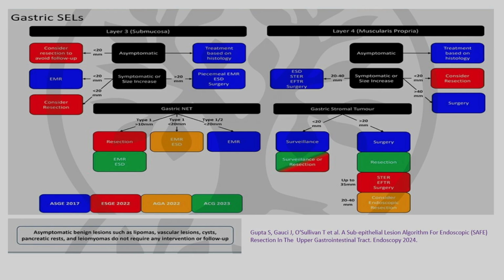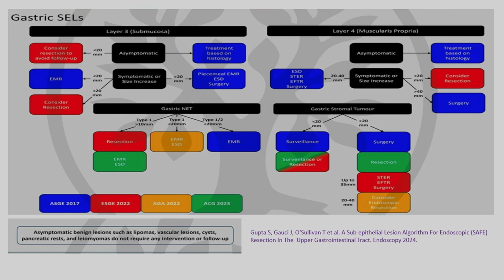So those lesions which are arising from the submucosa, less than 2 centimeter, asymptomatic, either they can be resected or can be followed. If they are less than 2 centimeter as per ASGE, they need EMR, but those who are more than 2 centimeter, they should either go for ESD or EMR. Gastric NET, whatever is the size, it's better to resect them by whatever technique you can.